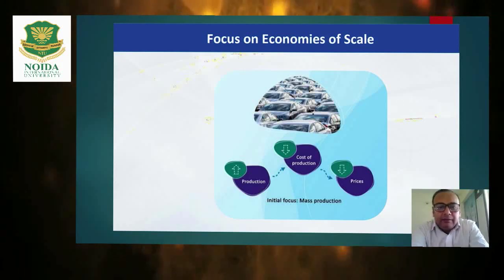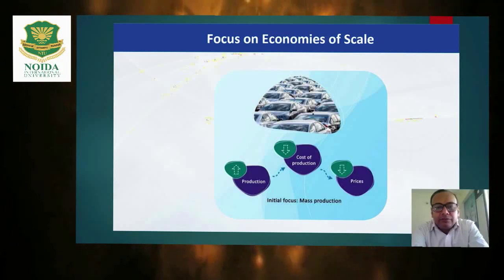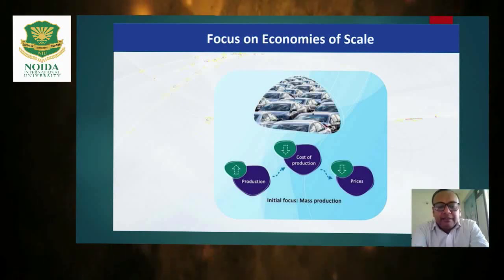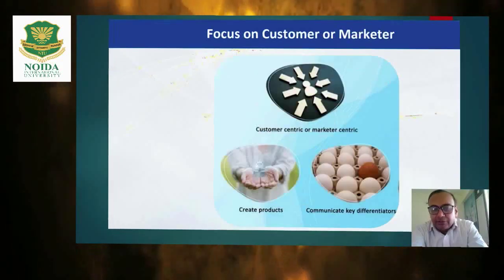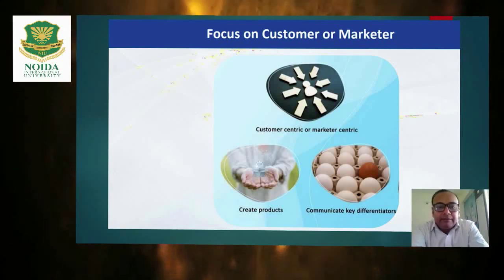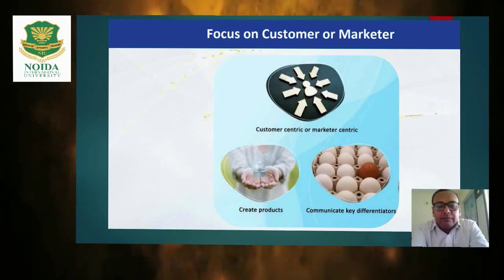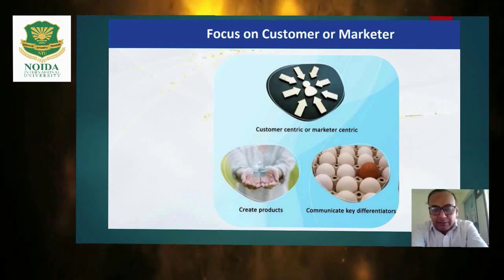If we focus on advertising, we can say that the production part of making anything comes to the next stage of the cost of production, and it comes to mass production. And when it comes to traditional marketing, it focuses on the customer or the marketer. It is usually based on how the customer is centralized into one single zone.